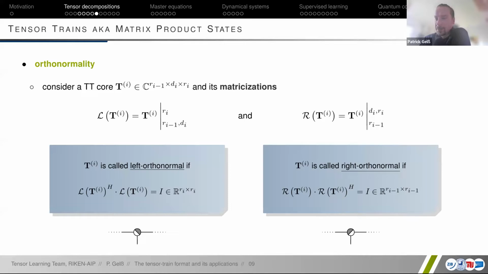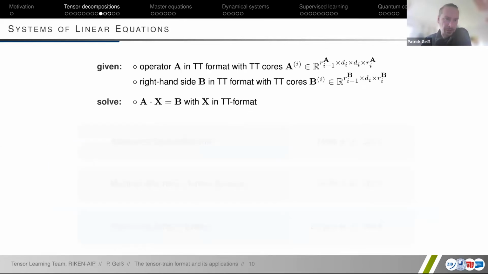There are practical aspects why we are very interested in this, which we will see when solving systems of linear equations or computing pseudo-inverses. And this is actually what I want to explain now. So assume we have an operator A and a right-hand side B, both in TT format, and we want to solve the system of linear equations A times X is equal to B, and X should be in the TT format too.